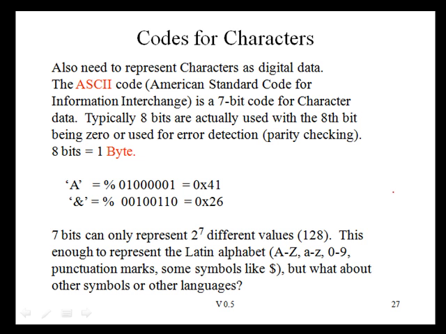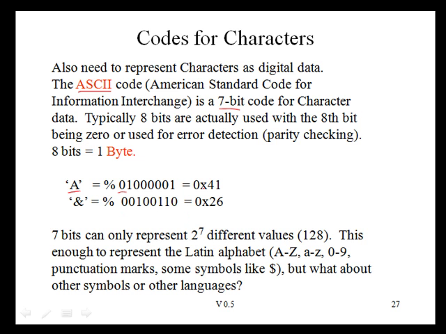So one thing that we need to store on a computer is text. And how to represent text? Well, one way to represent text is by a code, a 7-bit code known as the ASCII code. That stands for American Standard Code for Information Interchange. Even though it's only a 7-bit code, we typically write it as an 8-bit value, with the most significant bit being a 0. A couple of examples of ASCII code are the following.